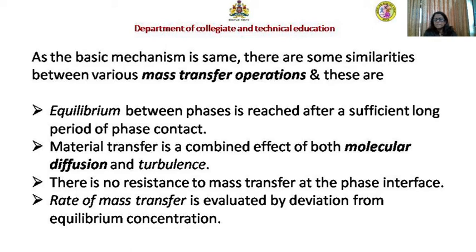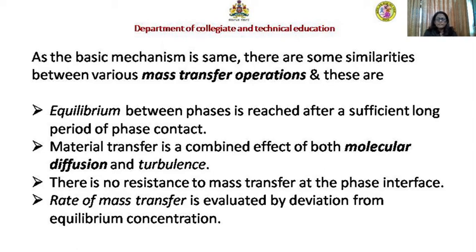The interface is the boundary, where the two phases come into contact with each other. There may be resistance within the phase from which the material is undergoing transfer. Maybe there is resistance in the other phase into which the material is getting transferred, but at the interface there is no resistance to mass transfer at all.